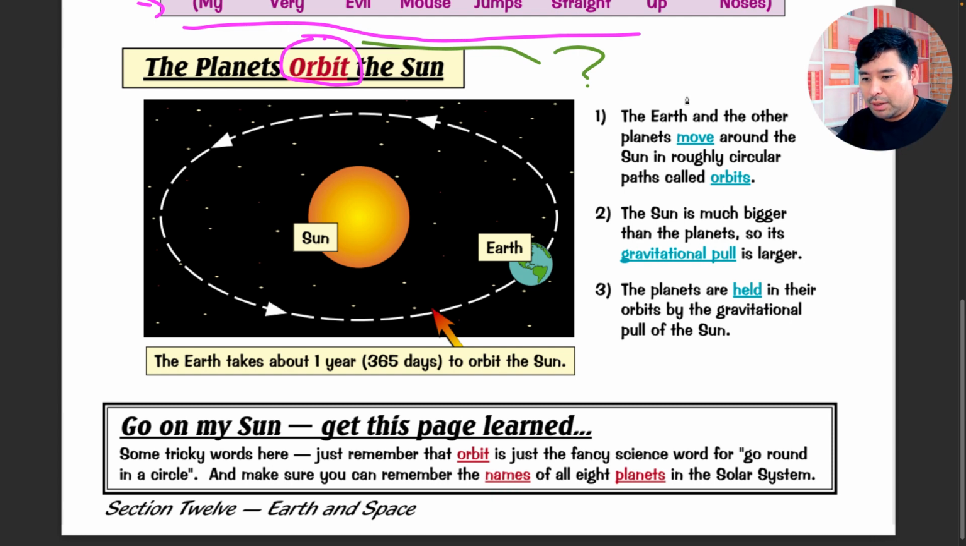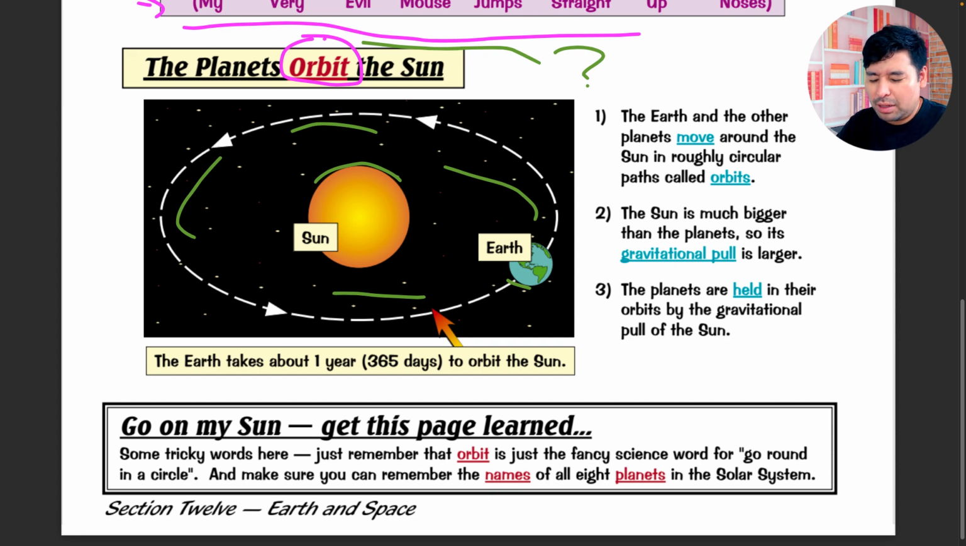Number one, again, of course, check out the picture. Yeah, we have the sun in the center of the picture. We have Earth, and we can see here that our planet goes around the sun, like a circle. There is this movement, but let's read the points here. Number one, the Earth and the other planets move around the sun in roughly circular paths called orbits.